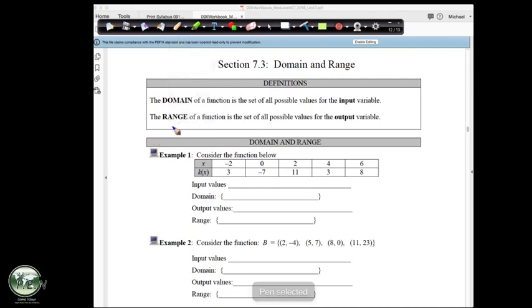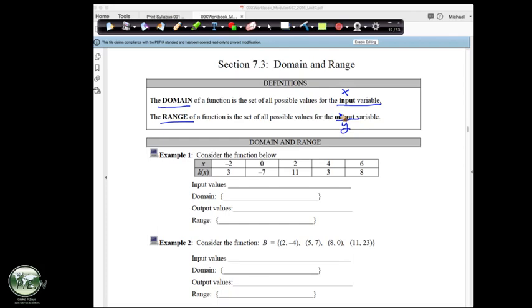Let's go with blue. So domain, what's the domain? It's all the possible input values, all the x values. Okay. What is the range? The range is the list of all possible output values, or in this case, all y values.